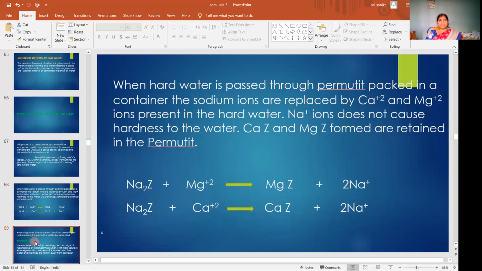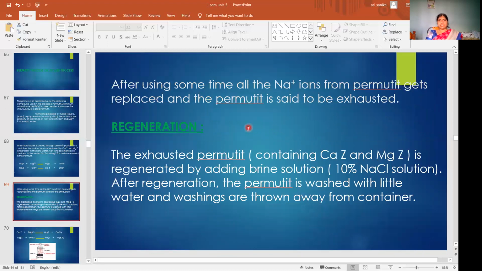So when this permutit is exhausted, again we can regenerate it. Meaning after using for some time, all the sodium ions from the permutit get replaced and there are no sodium ions left to replace. That means it is exhausted. So again you can regenerate this permutit. How? By passing brine solution. Brine solution means 10% NaCl solution.